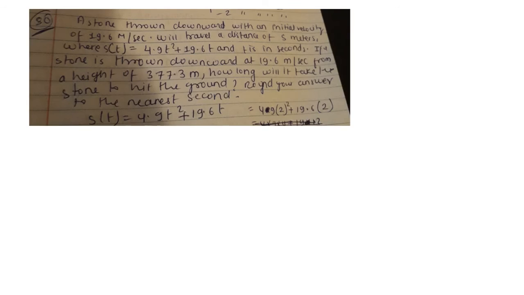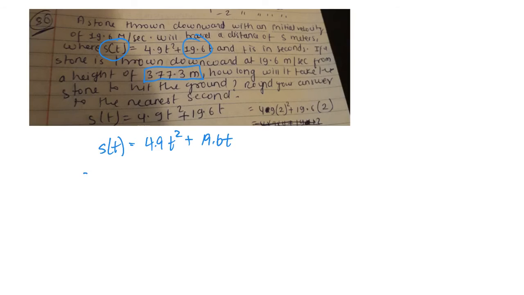Okay, next question. A stone thrown downward with initial velocity, so they have s of t is equal to 4.9t squared plus 19.6t, where t is in seconds. If a stone is thrown downward at 19.6, that's where they get that from, from a height of 377.3, and that's what s of t is. How long will it take the stone to hit the ground?